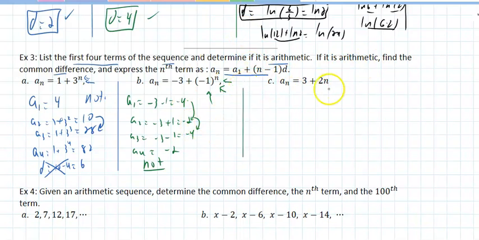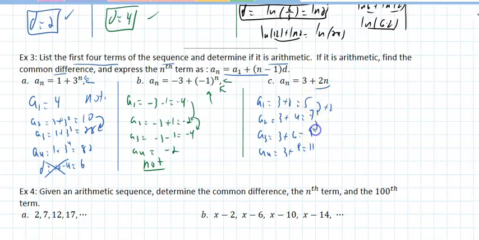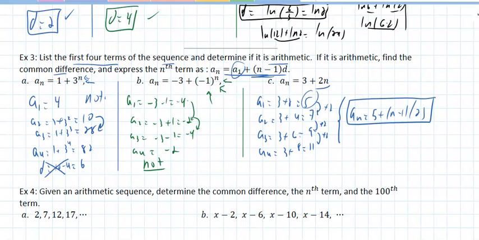How about here? Third example, if I list the first 4 terms, well, A sub 1 is 3 plus 2, which is 5. A sub 2 is 3 plus 4, that's 7. A sub 3 is 3 plus 6, that's 9. A sub 4 is 3 plus 8, that is 11. So you're adding 2 every time. That works. But I need it in this form: A sub n is the very first term, which is 5, plus n minus 1 times the common difference, which is 2. If you simplify it, of course you're going to get that.